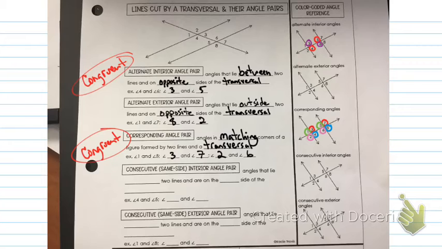See the note I did? So let's look at these quick. Obtuse, obtuse, acute, acute. So what do you know is going to be true about their measures? Congruent.